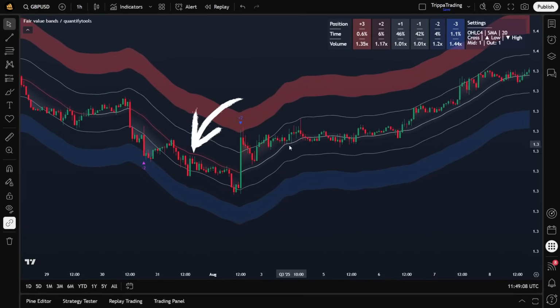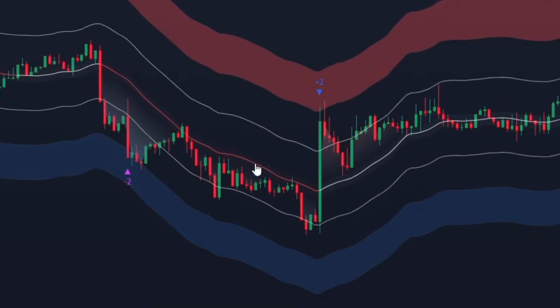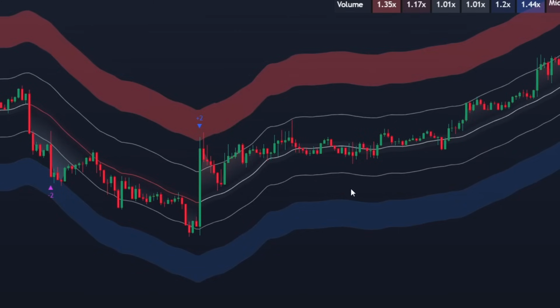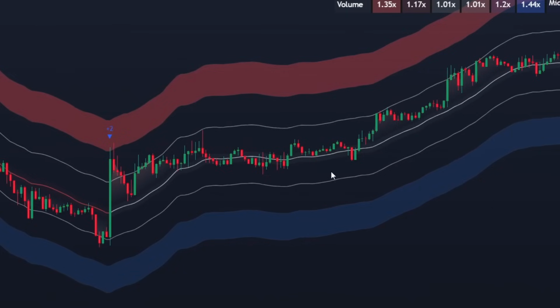The middle line is our fair value. By default, it's a simple moving average with length 20. When price is above it, the line turns white. When price is below it, the line turns red. But here's the important part. We don't use this line to predict direction. We use it as the market's fair value. And the key is to measure how far price deviates from this fair value. That deviation is our risk measure.